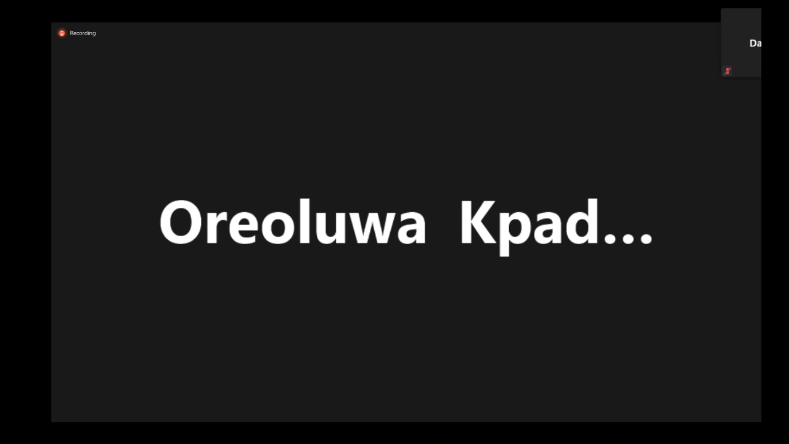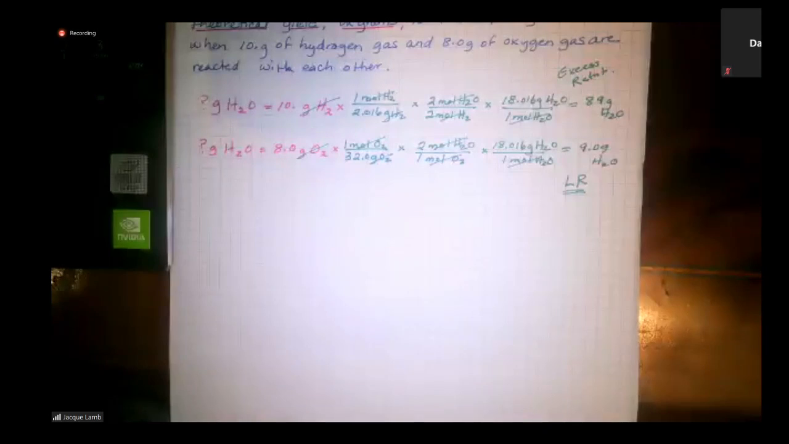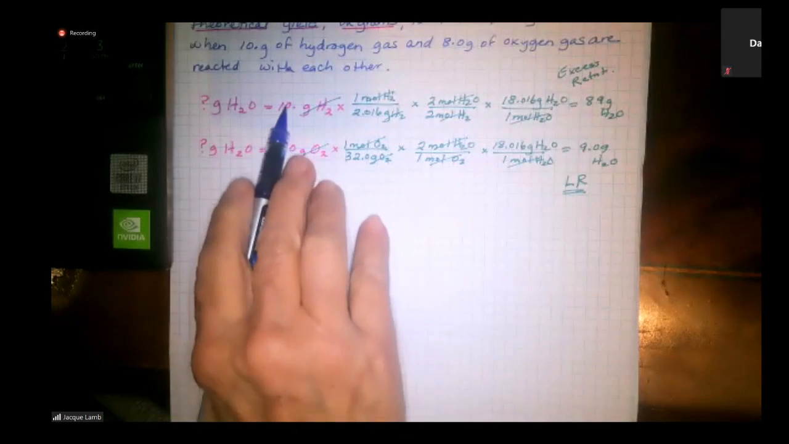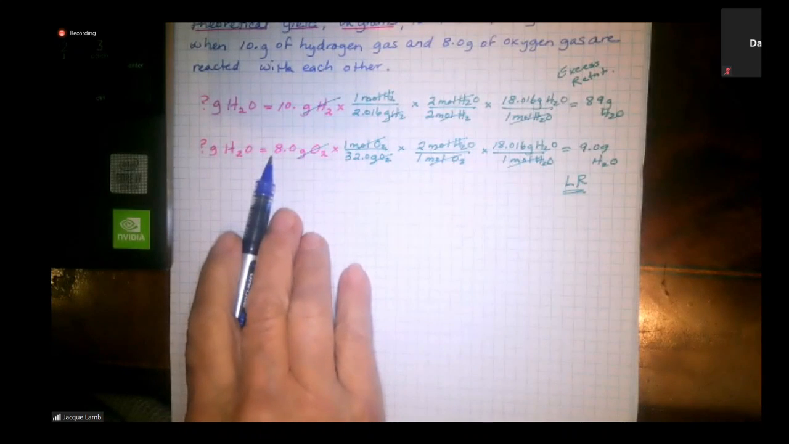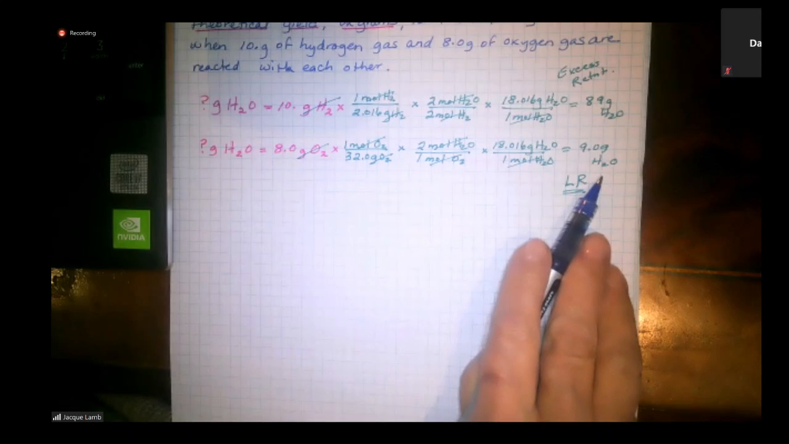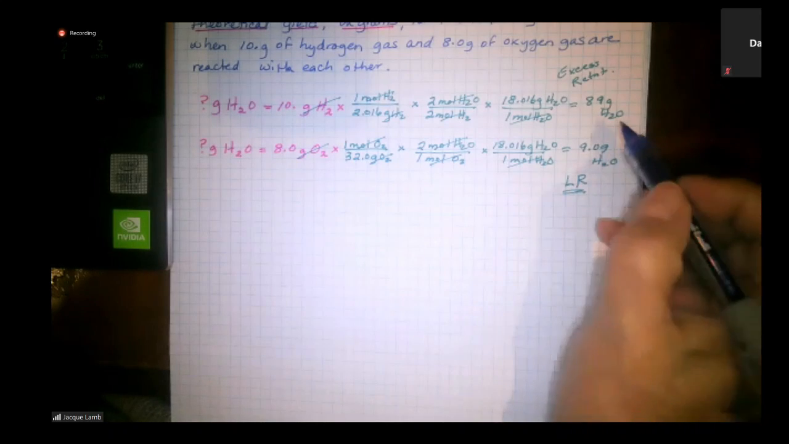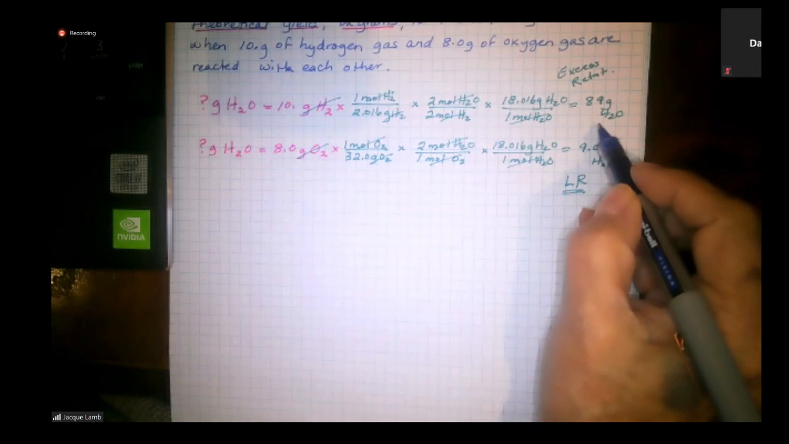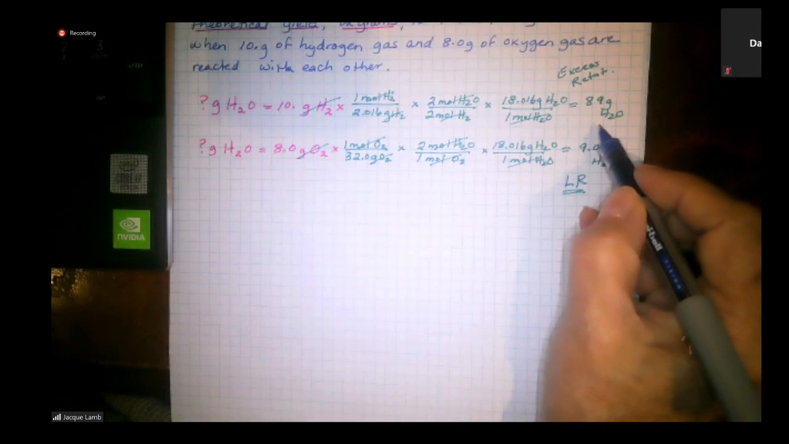Yes. Remember that the law of conservation of matter says that you cannot create or destroy mass. So if you start with a total of 18 grams of your reactants, you can't get any more than 18 grams on the product side. So 89 grams of water is absolutely impossible. You can't get 89 grams out of this reaction.